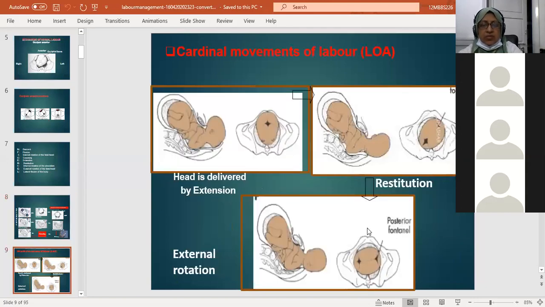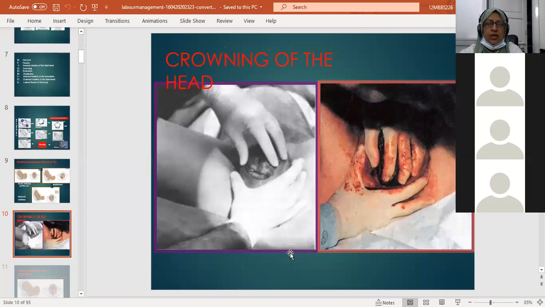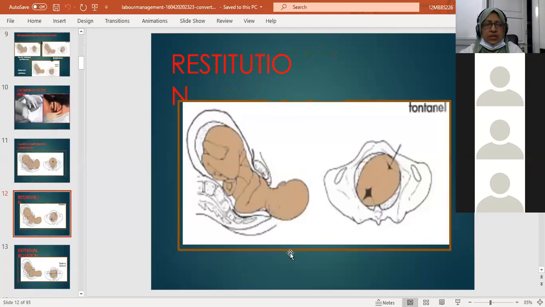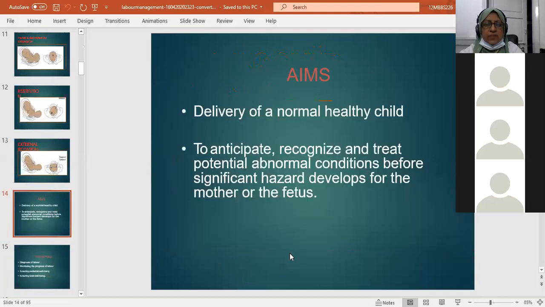Again, the cardinal movement, this shows the head is delivered by the extension, as I told you, and then after the extension, there is a restitution. The head is just turned to one side, and then there is an external rotation, so the head is in the transverse diameter after delivering, aligning itself with the shoulder. This is the crowning, and this is the head delivered by the restitution, which we discussed.